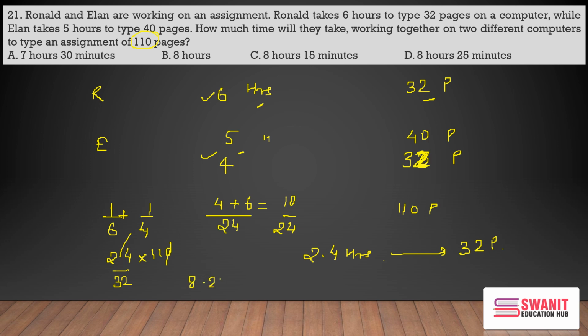So 8.25 hours. Now please understand, it is 8.25 hours, but 0.25 of an hour is 15 minutes. So don't get confused with option number C and option number D. 0.25 of an hour is option number C, that is 8 hours and 15 minutes. And that's my answer to the question.